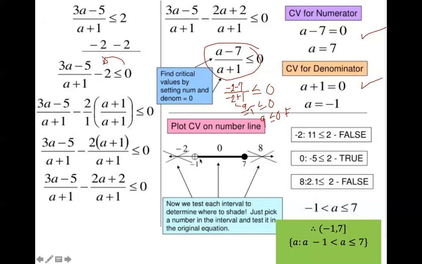But -1 is not included. That's why we use parentheses. 7 is included. We use a bracket. So this is the interval notation. Set builder notation, A such that A is greater than -1, greater to the right, but less than 7, to the left of 7. So please take note when to use an open parenthesis and a bracket.